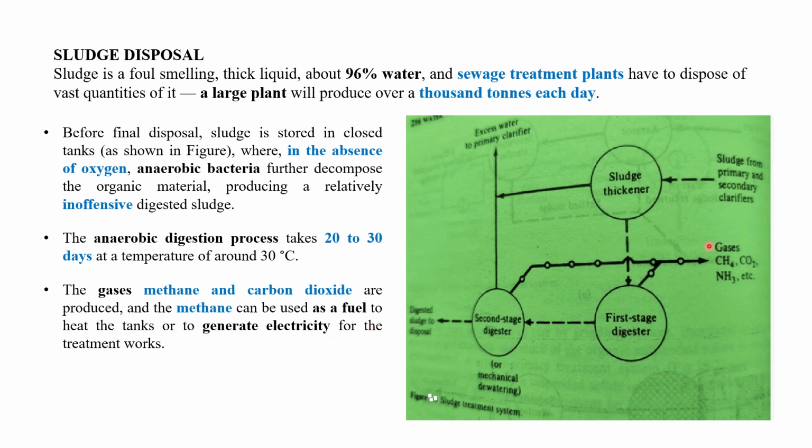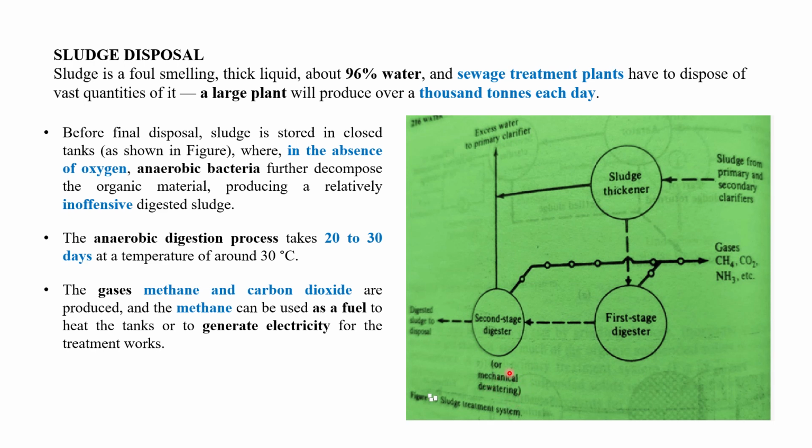We can see this diagram here. We have to understand that whatever sludge is generated during the primary or secondary treatment comes to the sludge thickeners. Then it goes to the first stage digesters, where anaerobic digestion takes place by the anaerobic bacteria. During digestion, gases are generated like methane, carbon dioxide, ammonia. And after the first digestion, this sludge is sent to the second stage digester.